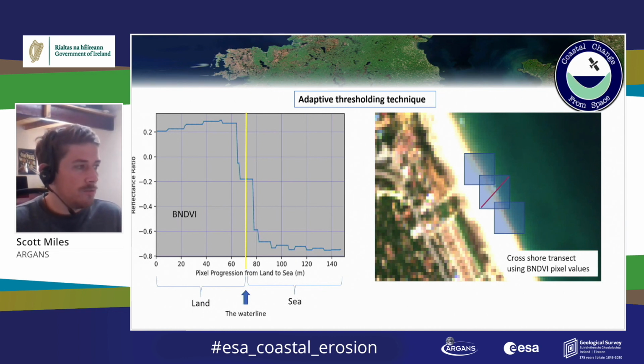So we use a moving window approach. We move across the coastline and take 75 by 75 pixel areas, which are then analyzed to find an ideal threshold value.